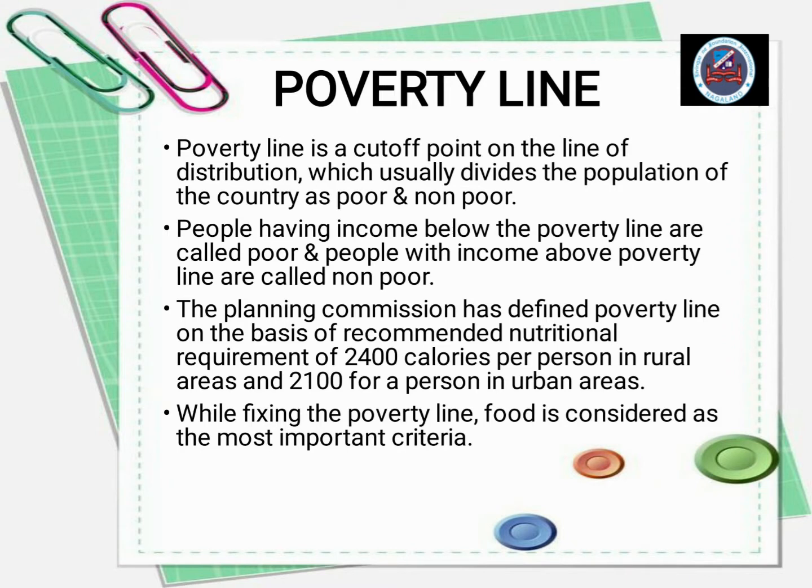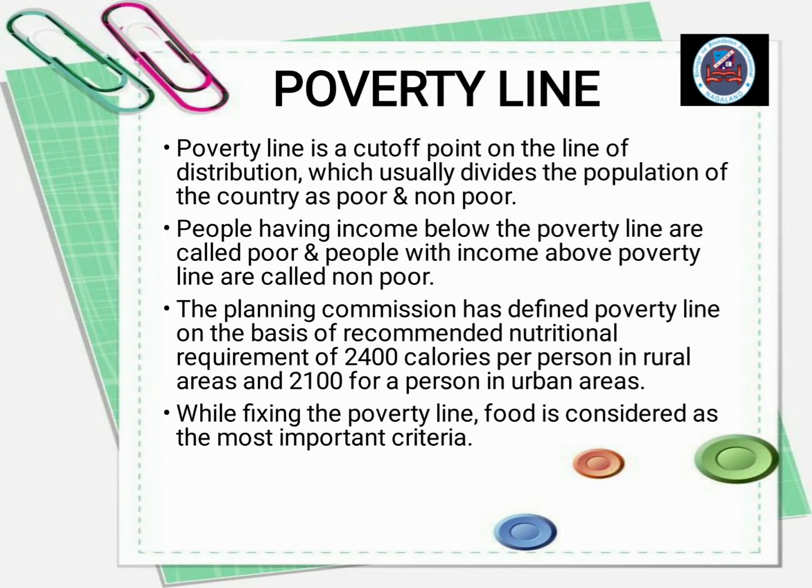What is the poverty line, or how will you define the poverty line? The poverty line is a cutoff point on the line of distribution which usually divides the population of the country as poor and non-poor. People having income below the poverty line are called poor, and people with an income above the line are called non-poor.